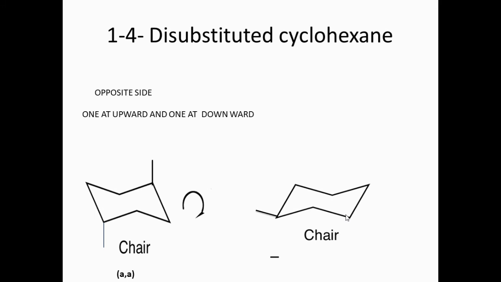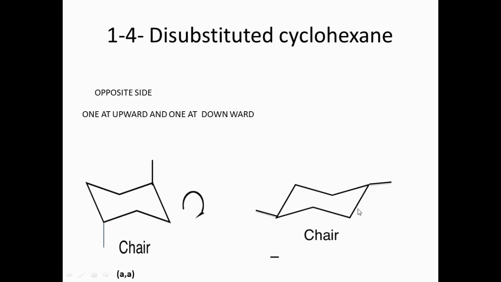And if the fourth carbon atom is in the upward direction, and here the first carbon atom is in the downward direction. That means equatorial. Equatorial is also a trans form. In this case, one is in the upward direction and this one is in the downward direction. That means equatorial. Okay, equatorial. And this is the trans form.